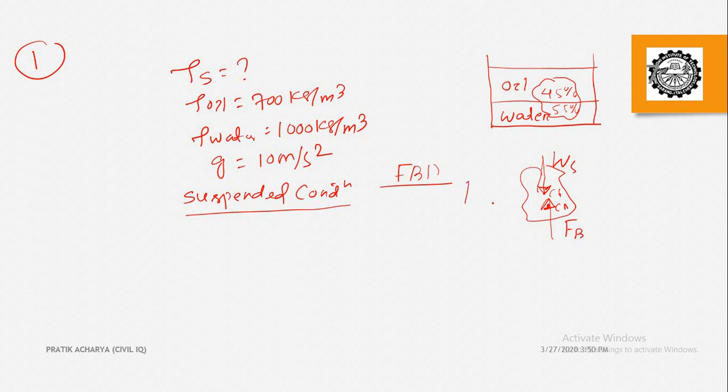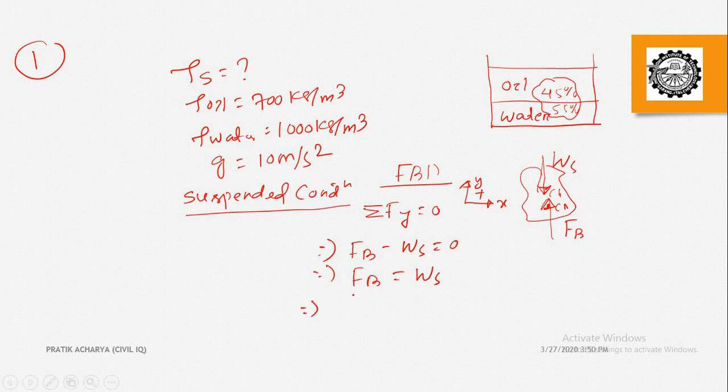Assuming this as my positive x and this as my positive y, the net force in y will be 0. So F_b minus W_s equals 0, which means F_b equals W_s. What is the force of buoyancy? This is a multi-layer liquid, as I already told you. So first is the density of the oil times the volume submerged in oil.